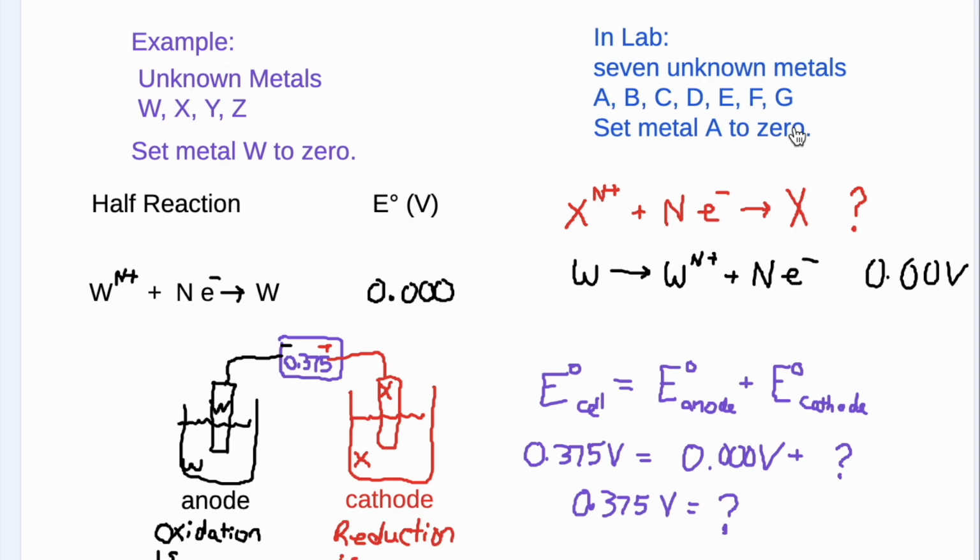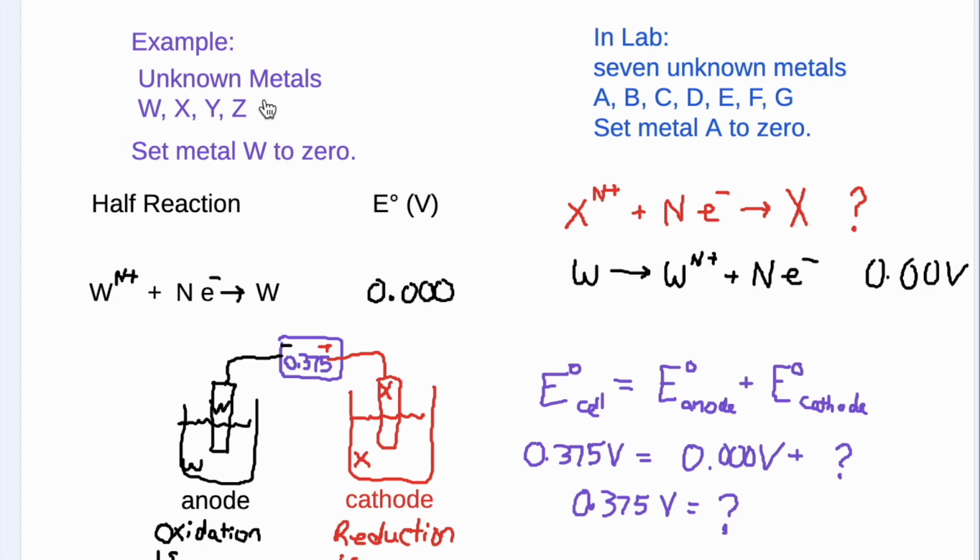So in lab, we are going to be having 7 unknown metals, and they're going to be labeled A, B, C, D, E, F, and G, and we are supposed to set metal A to 0, similar to how in the actual table hydrogen electrode is set to 0. We're going to set metal A to 0. So we're just going to do an example here so that you can try to use this example to figure out what you're going to do in lab with your 7 unknown metals.